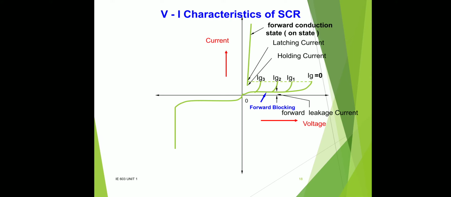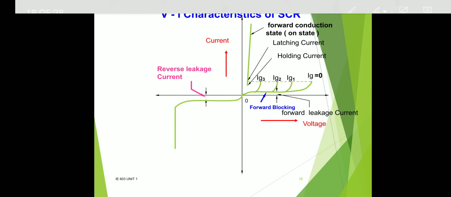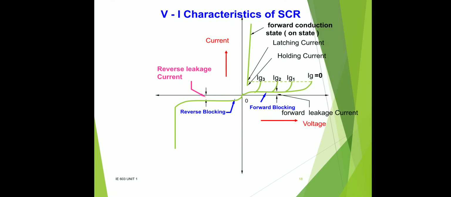This is the reverse characteristics. When the anode is negative with respect to the cathode, that means the cathode is connected to the positive with respect to the anode. In this case also a small reverse leakage current flows. What will happen? J1 and J3 junctions will be reverse biased and J2 will be forward biased. In that state a small reverse current flows, that is called reverse leakage current, and this state is called reverse blocking mode, not conducting, blocking mode.